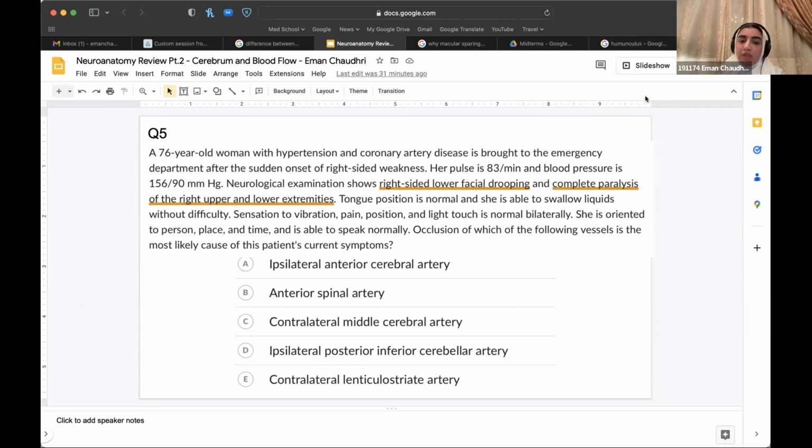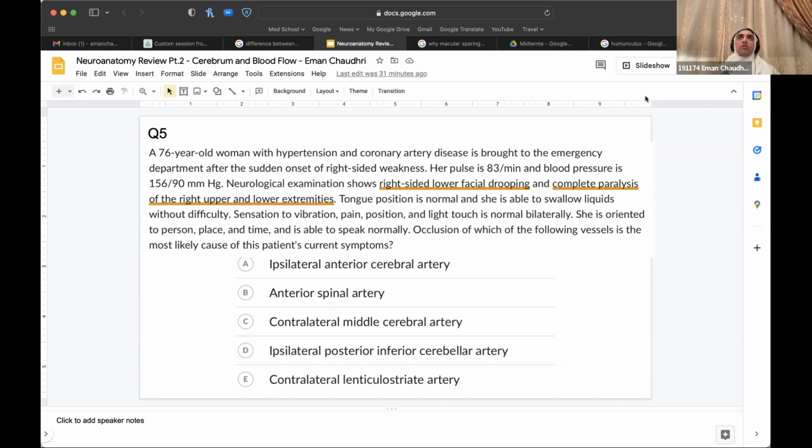Sure, okay. I understand why you're saying that, but let's talk about that for a second. If it's the lateral pons, then what else are you expecting to see? This patient is speaking normally. Their sensation to vibration, pain, position, light touch is normal. So do you still think that it's lateral pons?